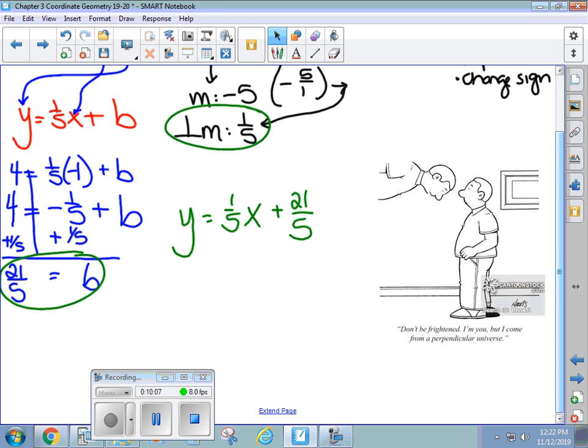Did you write it as a decimal? Yeah. Is it a repeating decimal though? I don't think that that's right. Maybe it is. Yeah, 4.2 is fine.